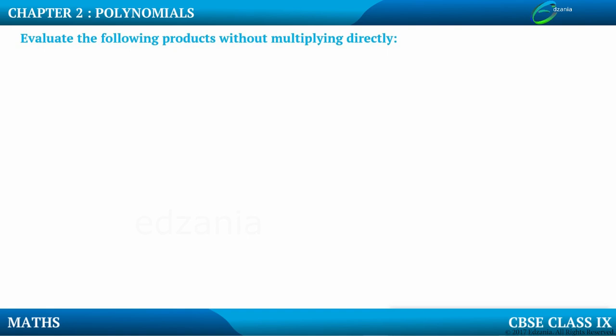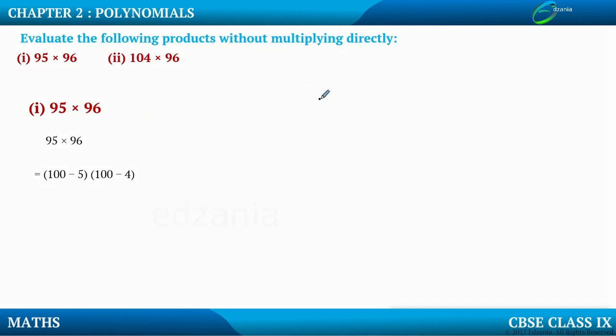Evaluate the following products without multiplying directly. The first question is 95 into 96 and second is 104 into 96. So let us see the first question, 95 into 96. The question says we are not supposed to multiply them directly. So how will we solve this? Both the numbers are closer to 100. So I can write 95 as 100 minus 5 and 96 as 100 minus 4. So 95 into 96 can be written as 100 minus 5 into 100 minus 4.